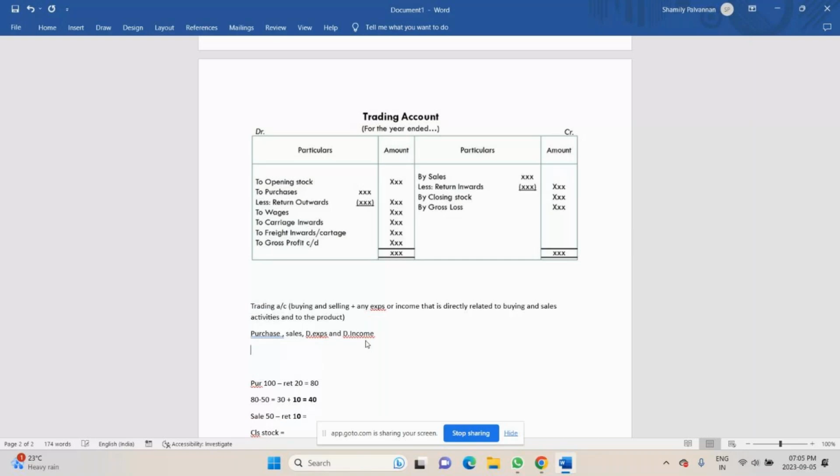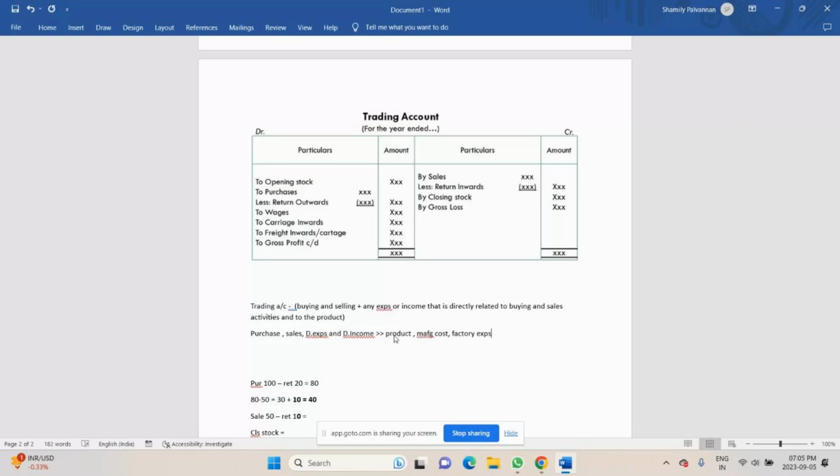So I said this trading account. Trading account means the trade which you do. So expenses and income, when I say this, that may be related to product, like packing charges you have, and you have production cost, manufacturing cost. And something which is related to the factory where you are going to manufacture it. So it is factory expenses.